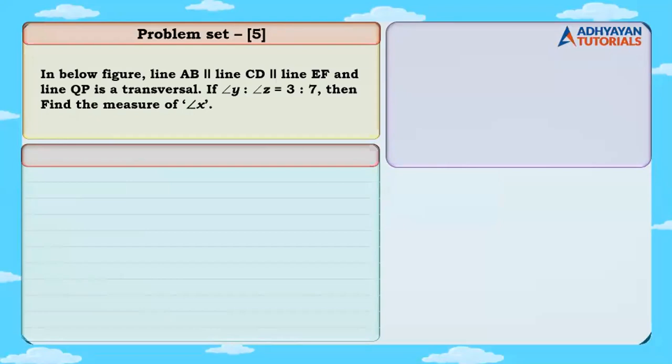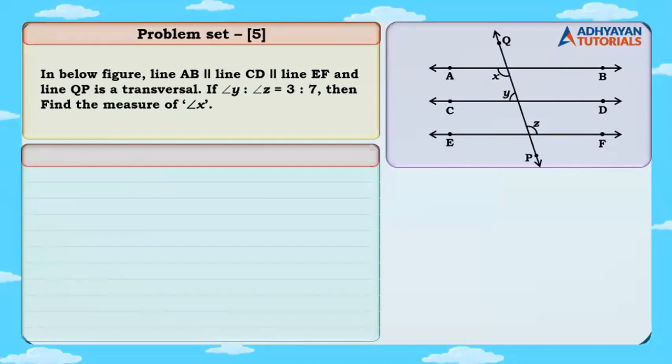In the figure below, line AB is parallel to line CD, which is parallel to line EF. So all the 3 lines are parallel to each other, and line QP is the transversal, right? If Y is to Z is equal to 3 is to 7. So this is the information given in the question, that the ratio Y upon Z is 3 upon 7. Then we need to find the measure of angle X. If you see in the figure, X is right here. We need to find angle X.